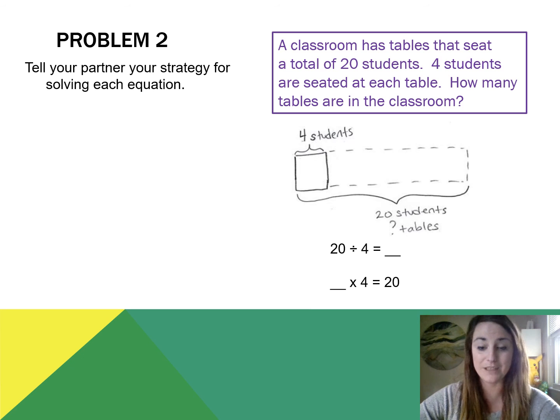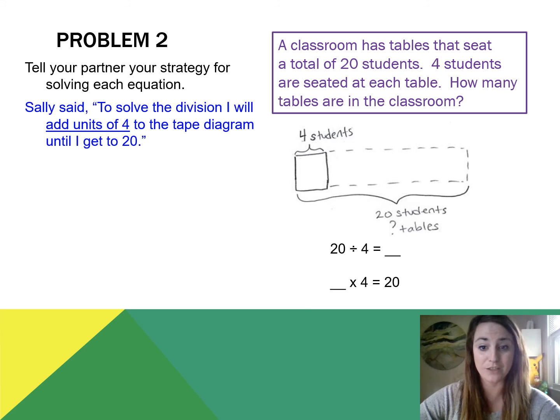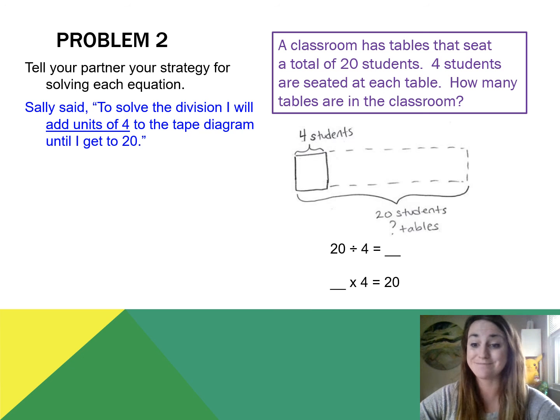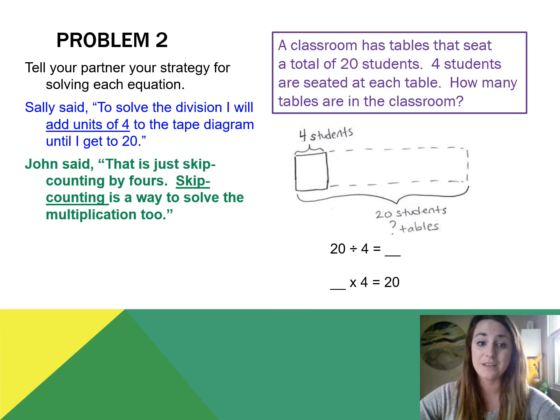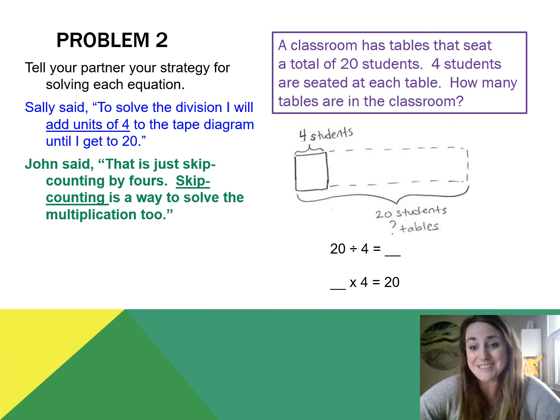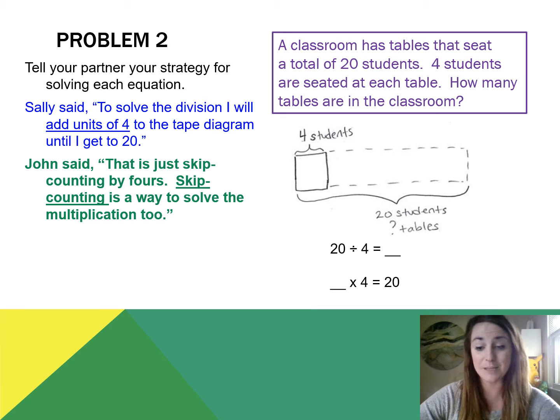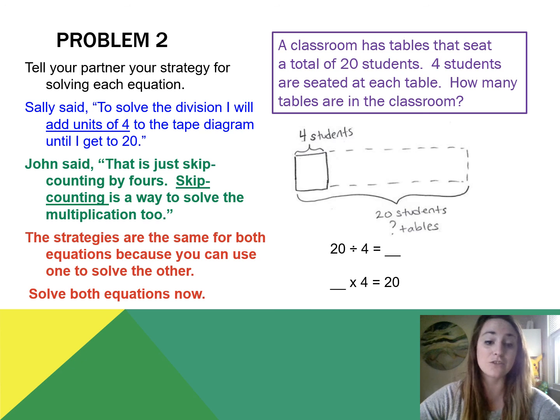So let's think of strategies to solve each equation. You could say, to solve the division sentence, I will add units of 4 to the tape diagram until I get to 20. That would be a fine idea. You could also think, this is just skip counting by 4s. Skip counting is an easy way to solve for multiplication. The strategies are the same for both because you can use one to solve the other. Solve the equations now.